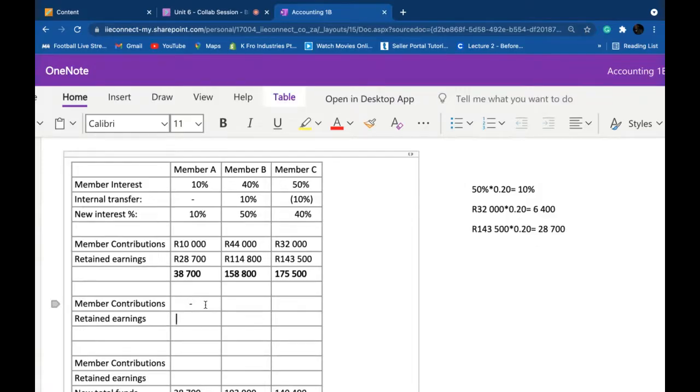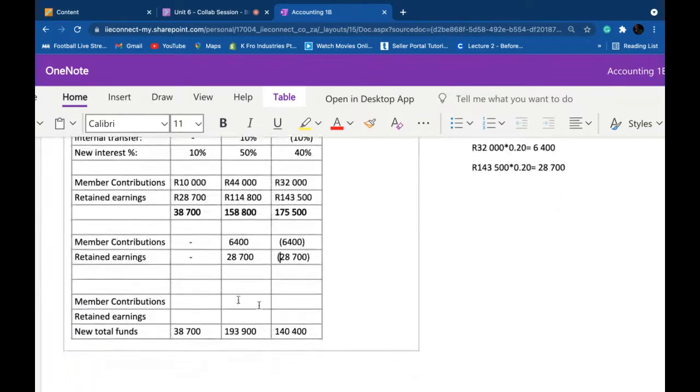Okay, so member A, again, nothing changes for this shareholder or member. And then for B, 6,400. And C, we are deducting that. Everybody happy? Okay. So now we ask ourselves, okay, so this is not going to change. This is going to be 10,000.